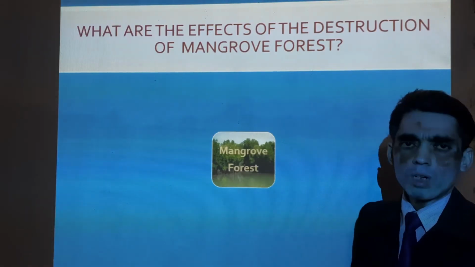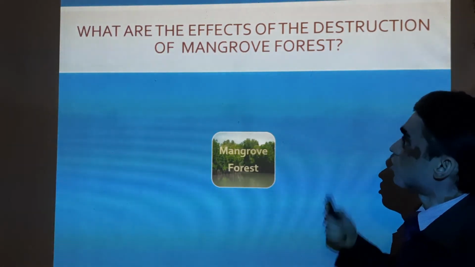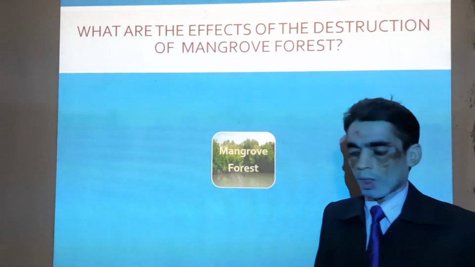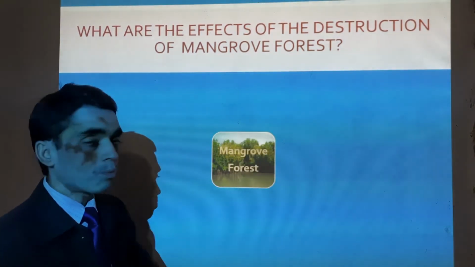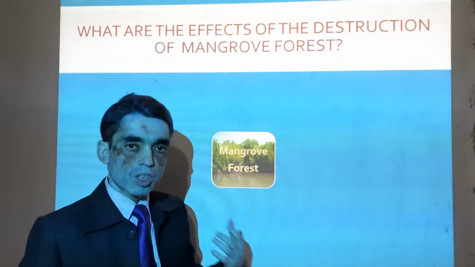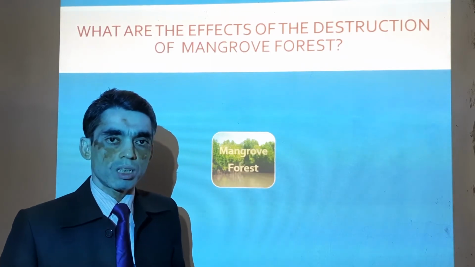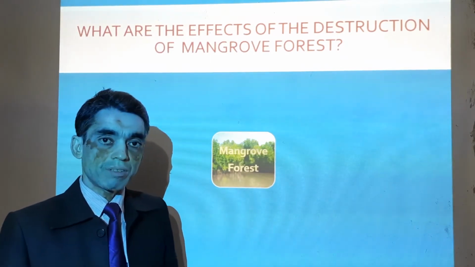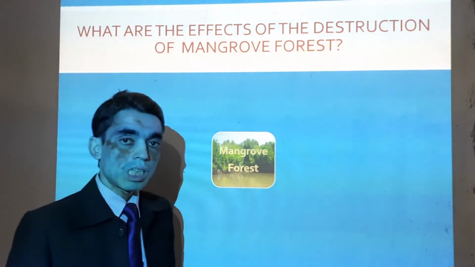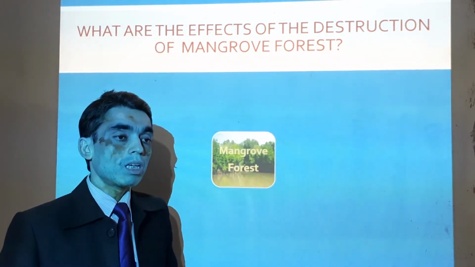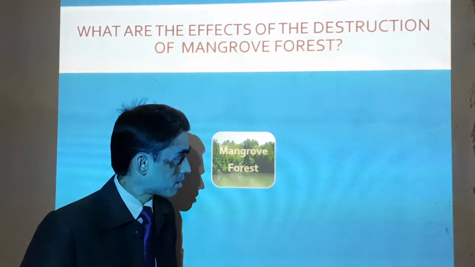Now I have some questions. What are the effects of the destruction of mangrove forest? We have already known that our mangrove forest is getting destroyed. We are losing this mangrove forest, our great asset, day by day. But what are the effects? If we lose this mangrove forest, if the forest is destroyed, what will happen next?